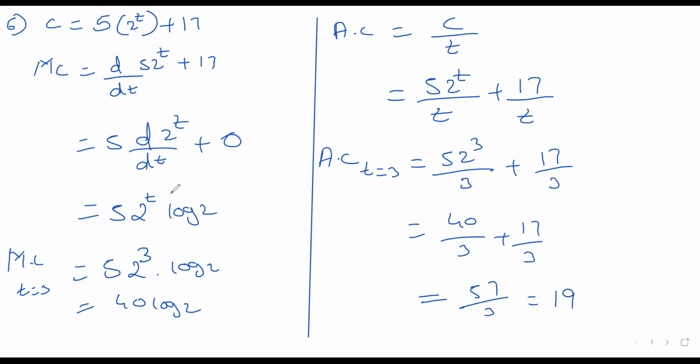Marginal cost is 40 log 2. हे 17 चा डेरिव्हेटिव्ह घेतला होता, चुकून मी लिहिताना तसाच लिहिलेला होता, म्हणून तो 0 आहे. प्लस 0 आपण तसंच लिहितो, बरं का.